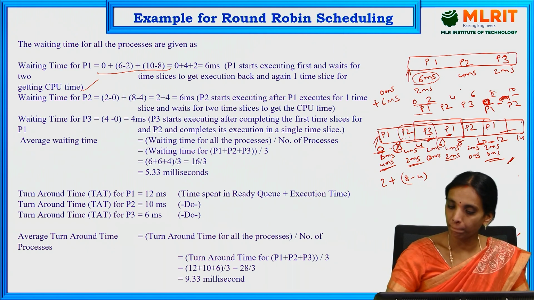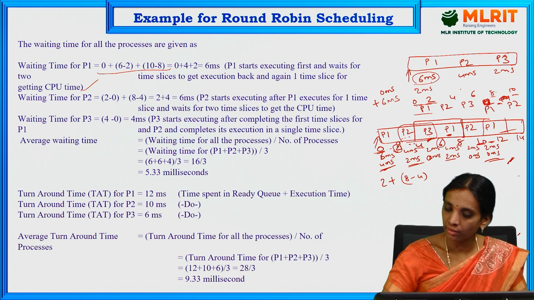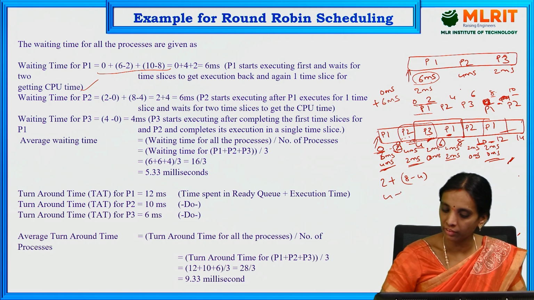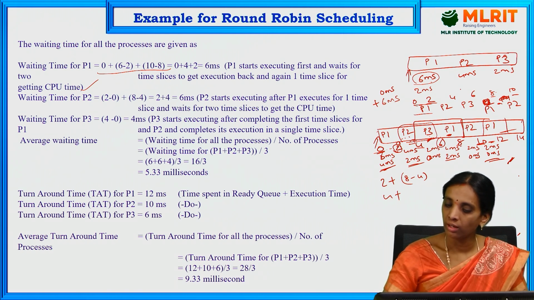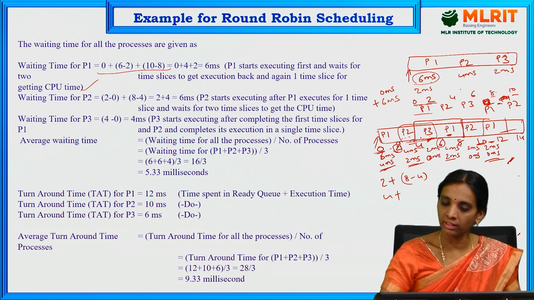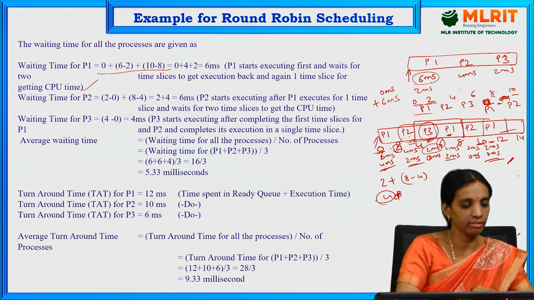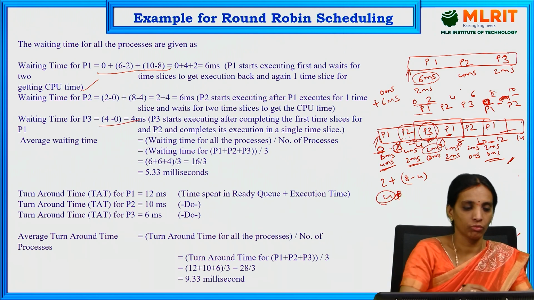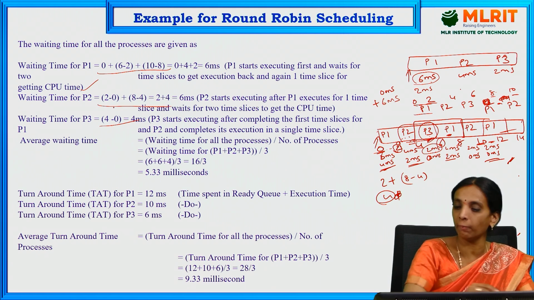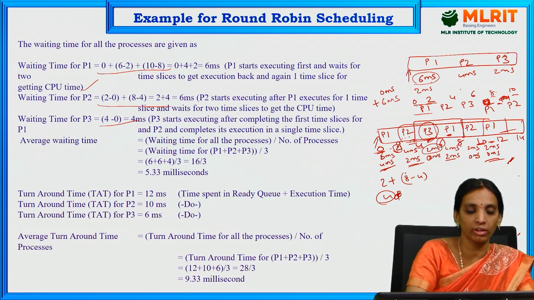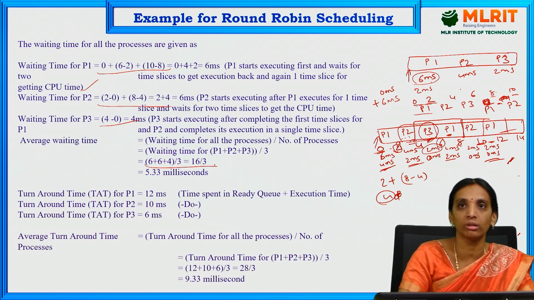And next for P3, here it enters into the ready queue after 4 milliseconds at the first slot, and after completion of its 2 millisecond slot, it is in the wait. Sorry, it has only 2 milliseconds for its execution. Therefore only 4 is the waiting time for P3. So these are the waiting times for P1 and P2 and P3. So average waiting time is the average of all these processes.